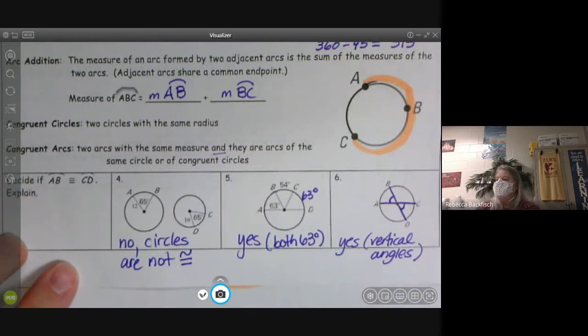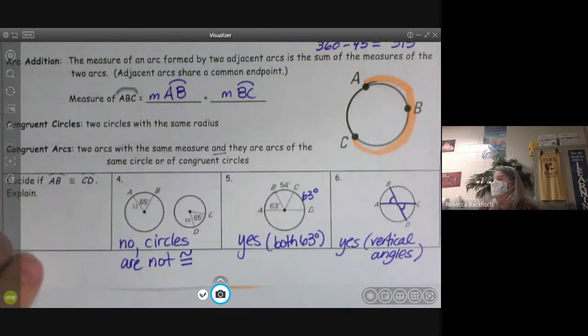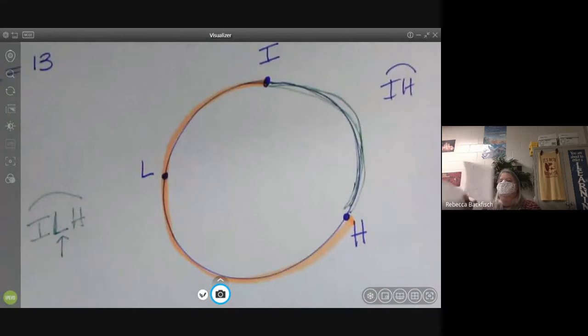Any questions on the front of the page before we move on to the back? All righty.